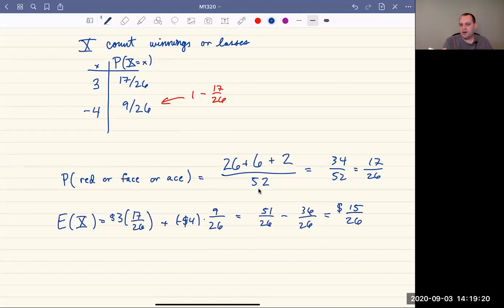Having a positive expected value tells us that we should play this game as frequently as possible, because on average, we're going to win. If we play this game lots and lots of times, on average, we're going to win money. If we had a negative expected value, that would mean it's a bad idea to play this game over and over and over, because on average, you're just going to lose that money.